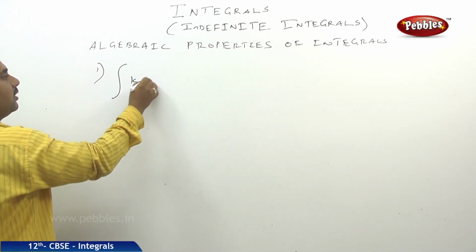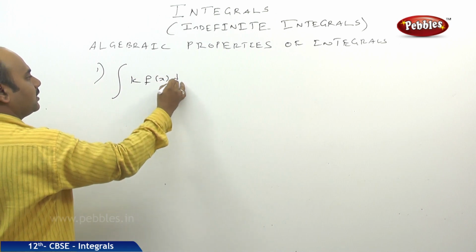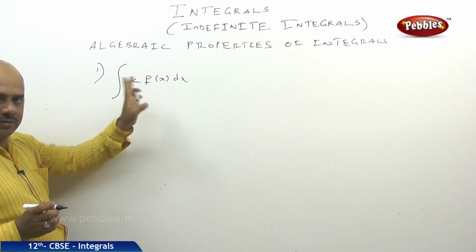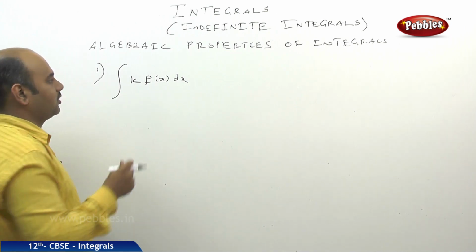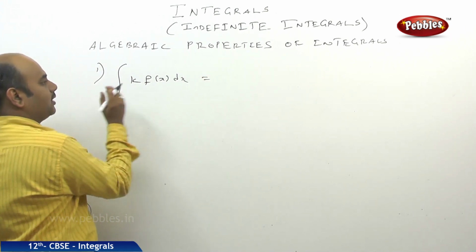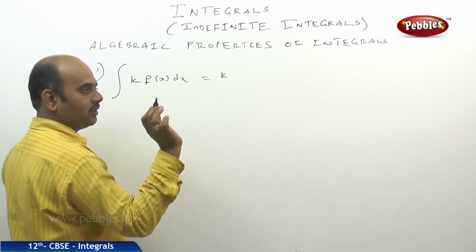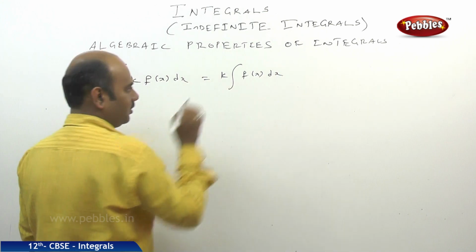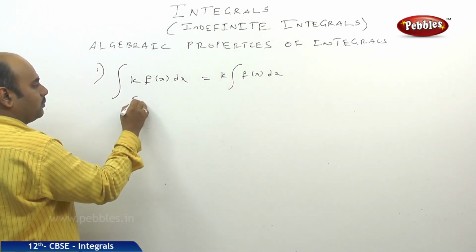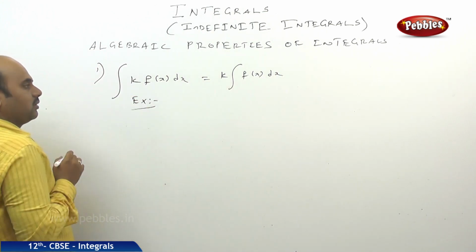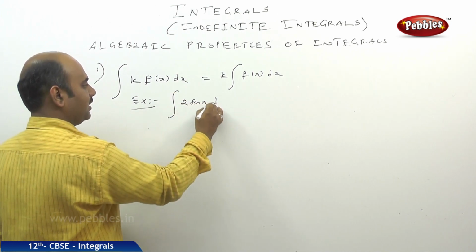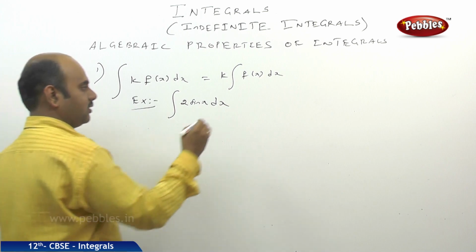Integral of k into f of x dx. That means constant multiplied by the function. So what happens? This particular k comes outside. K is always a constant, and integral of f of x dx. So I go by an example. Suppose a problem is given to you, integral of 2 sin x dx.